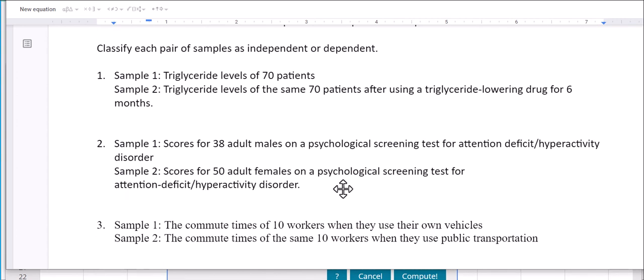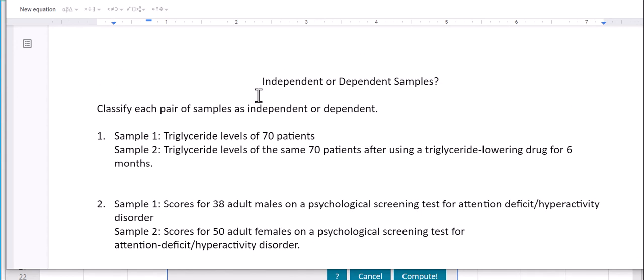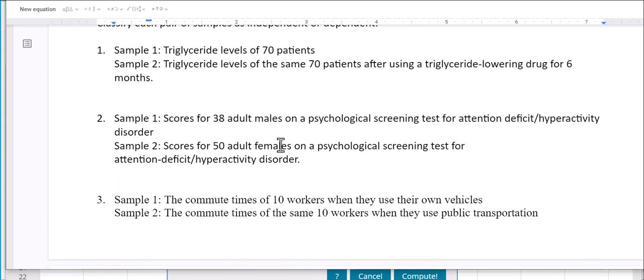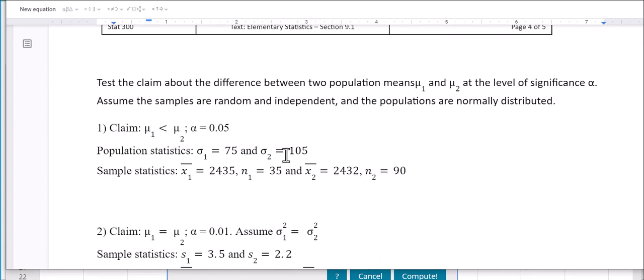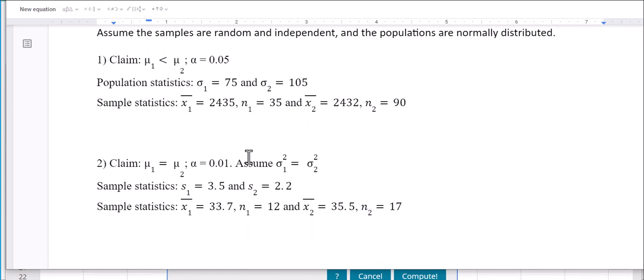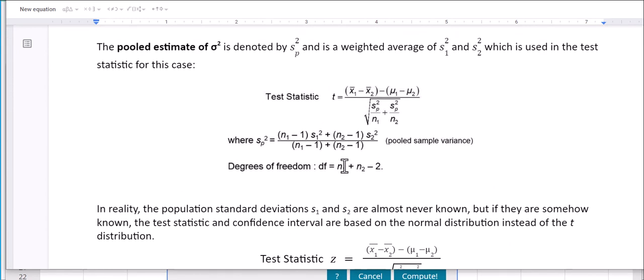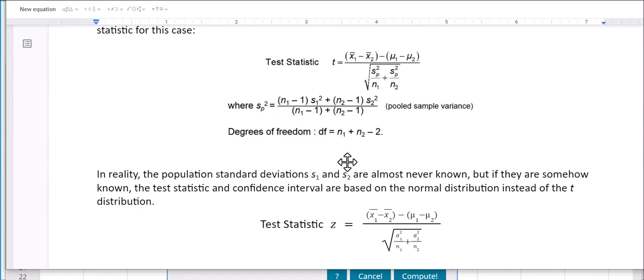Now, for the last thing here, I gave some exercises I want you to try on your own, practicing with independent and dependent samples. Are they dependent or independent? And then try practicing testing the claims. Notice this one says assume that the variances are the same. So then you will go into StatCrunch and click that little button that says pool the variances instead of doing it by hand. If you want to do it by hand, by all means, go ahead. And this is how you would find the pooled variance.